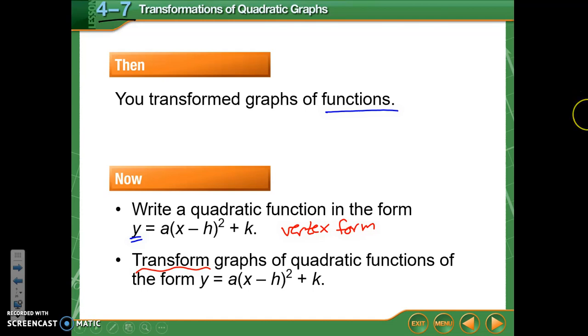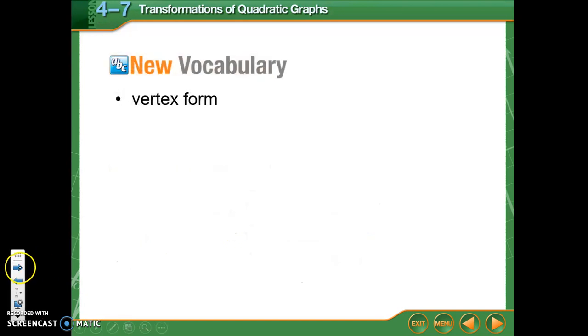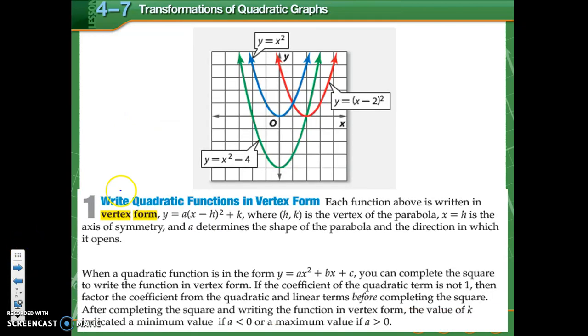If you remember back to Chapter 2, we talked about what kind of numbers move graphs up and down, left and right, vertical and horizontal stretches and compressions. So we're going to revisit that today, but specifically with parabolas, and we're going to talk about how we take a quadratic function and write it in this form that shows us those transformations. So vertex form is our new vocabulary today, and vertex form looks like this.